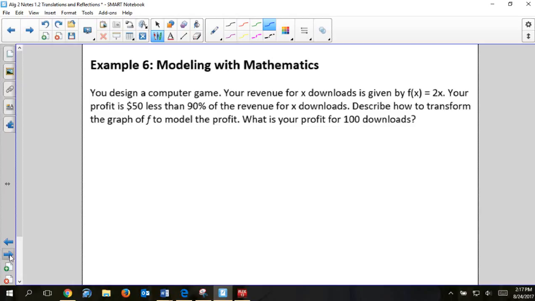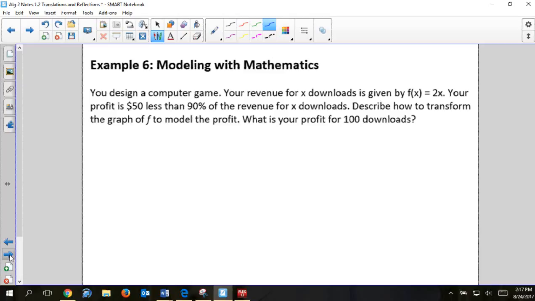All right, last one, we're going to model the mathematics in a real-life situation. So it says that you design a computer game. Your revenue for x downloads is given by f of x equals 2x. That's your revenue. Do you know what revenue means? Yeah, it's the money you're bringing in. That's the money you're making.